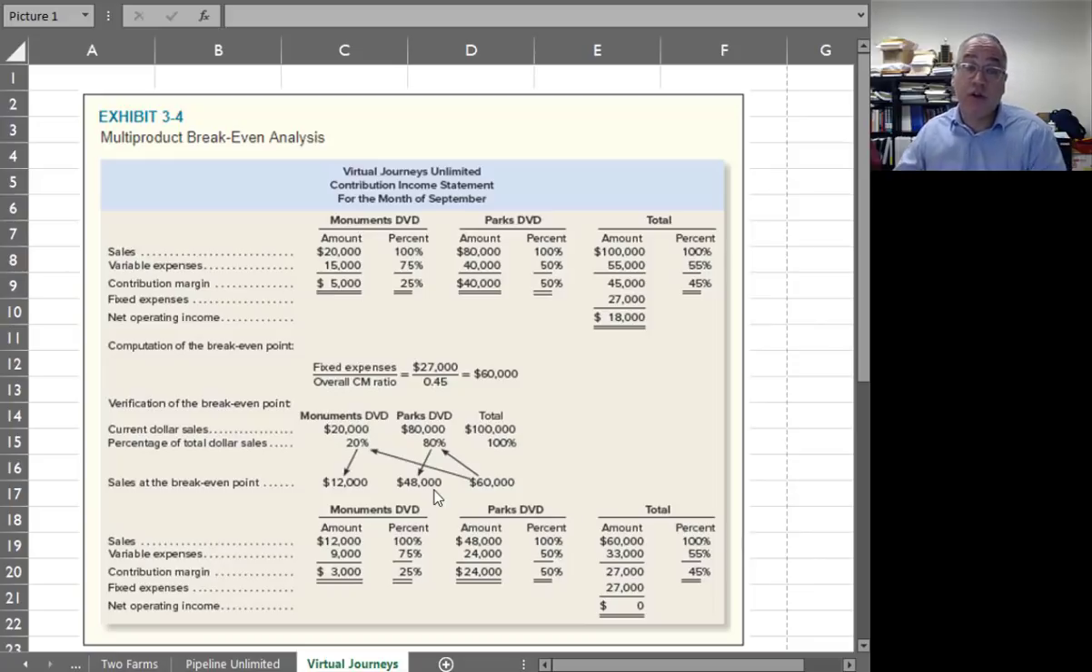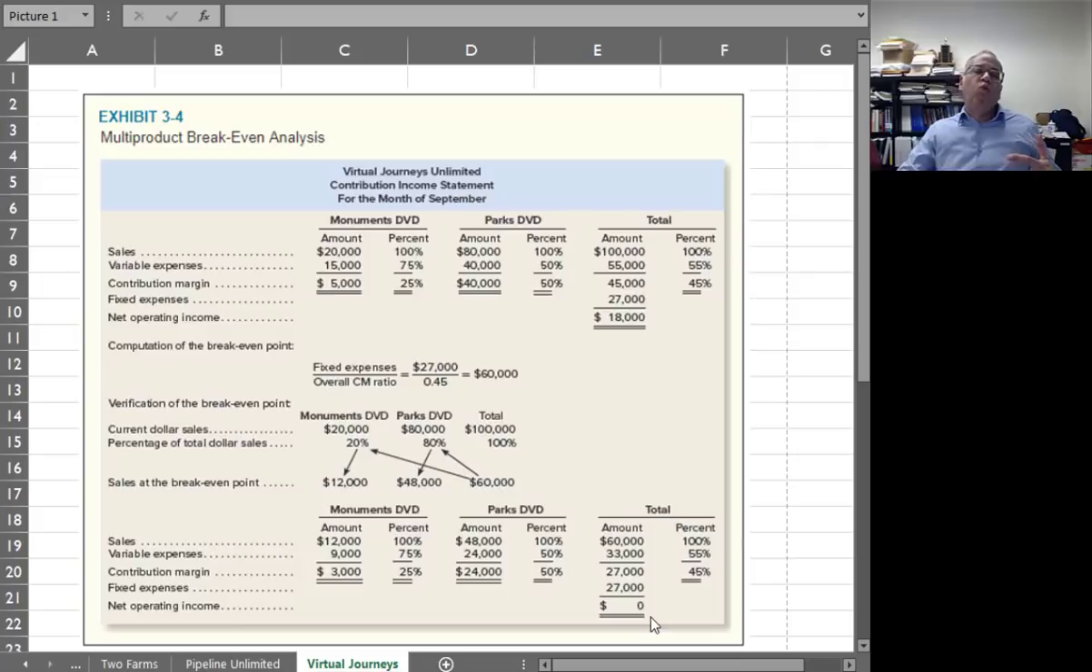Now, what would happen if we sold $12,000 worth of monuments and $48,000 worth of parks? $12,000 worth of monuments at a 25% contribution margin ratio would give you $3,000 contribution margin. $48,000 worth of parks at a 50% contribution margin would give you $24,000 in contribution margin. So your total contribution margin would be $27,000. Notice how I cut out a lot of this stuff, because just by focusing on contribution margin, you just don't have to do it. So $27,000 would be my total contribution margin. That's perfect because my fixed expenses are $27,000, and therefore net operating income would be zero.